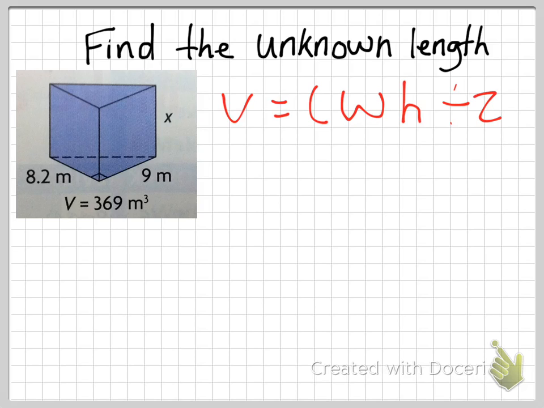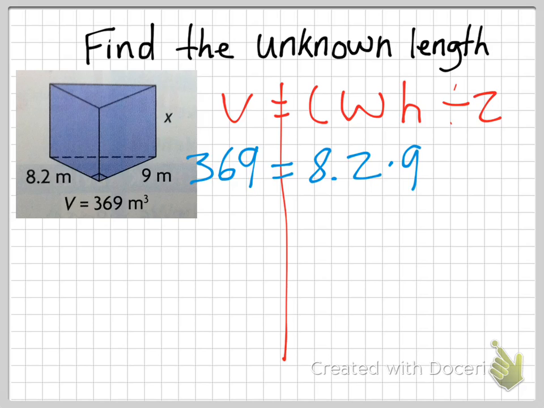Now we plug in the known information. And this is exactly the same as we've always done. It's just giving us some different information. Does it give us volume? Yes, it does. So we're going to plug in for volume. 369 is equal to length. Let's say that length is the 8.2 number. And the width is the 9. And then we're solving for x divided by 2.